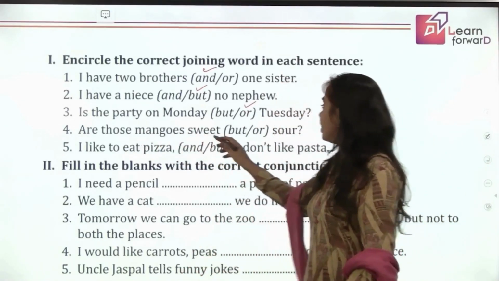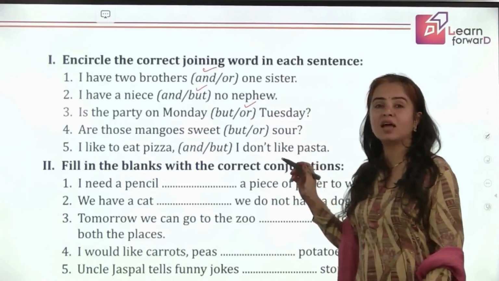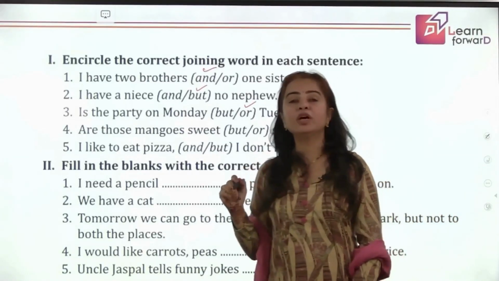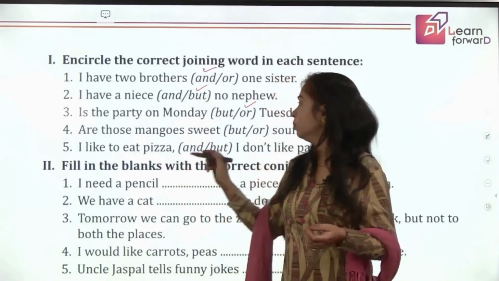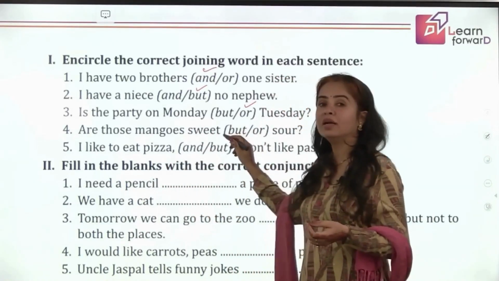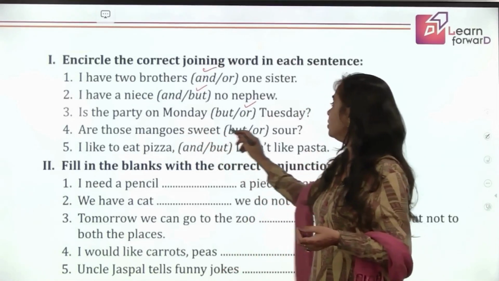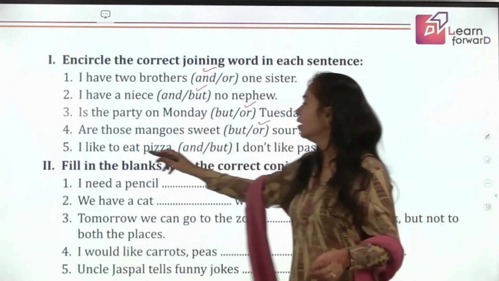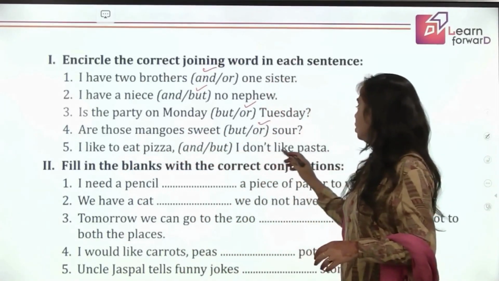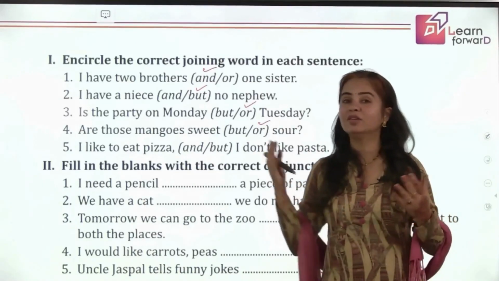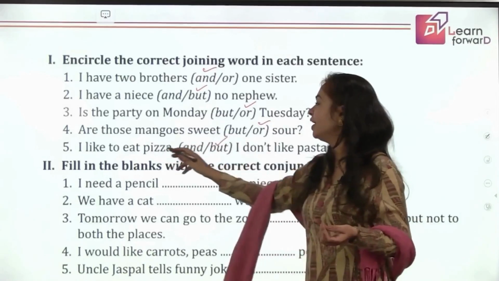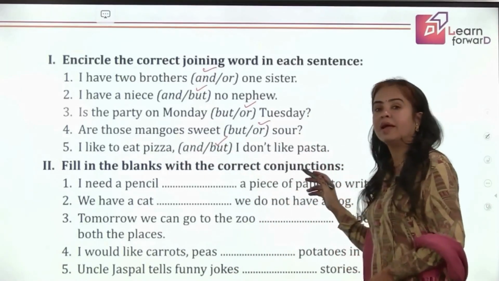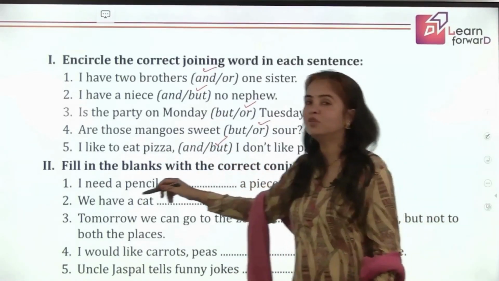Next. Are those mangoes sweet or sour? So you have a choice here. Either they are sweet or they are sour. But is used to show the contrast, right? So are the mangoes sweet or sour? I like to eat pizza, but don't like pasta. So now there is a difference, there is a contrast. So, I like to eat pizza, but I don't like pasta. Let's move to the next exercise.